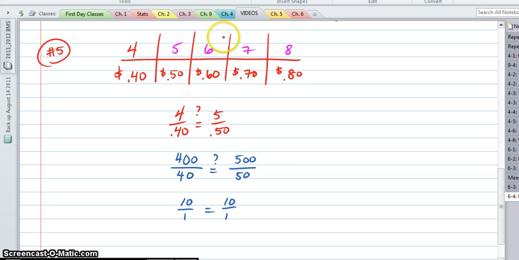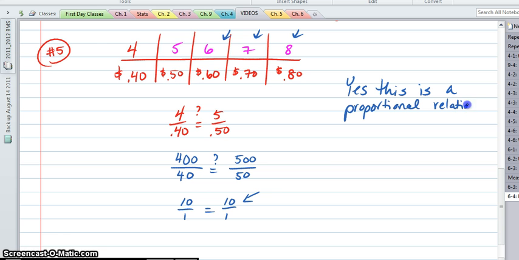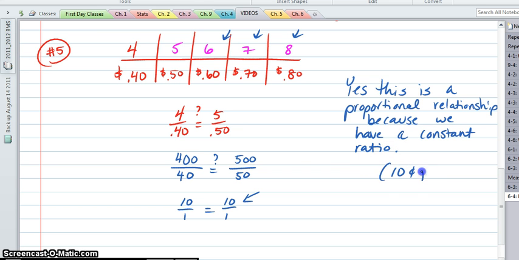And you will see that when you compare the other ratios, you'll get the same effect. 10 cents is what it costs per text message. So this is a proportional relationship, and we continue getting that constant ratio. So yes, this is a proportional relationship, because we have a constant ratio. Basically it's 10 cents per text.